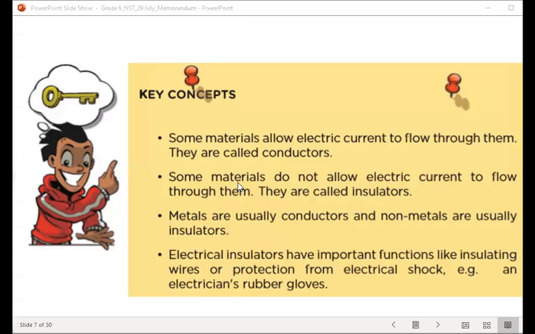All right. Second bullet, it says some materials do not allow electric current to flow through them. They are called insulators. Metals are usually conductors and non-metals are usually insulators. Electrical insulators have important functions like insulating wires or protection from electrical shock. An example is the electrician's rubber gloves. So Shakira there says it's positive to negative. Remember that, guys. Electric current flows from positive to negative, so it's from the positive end of the battery to the negative end of the battery.